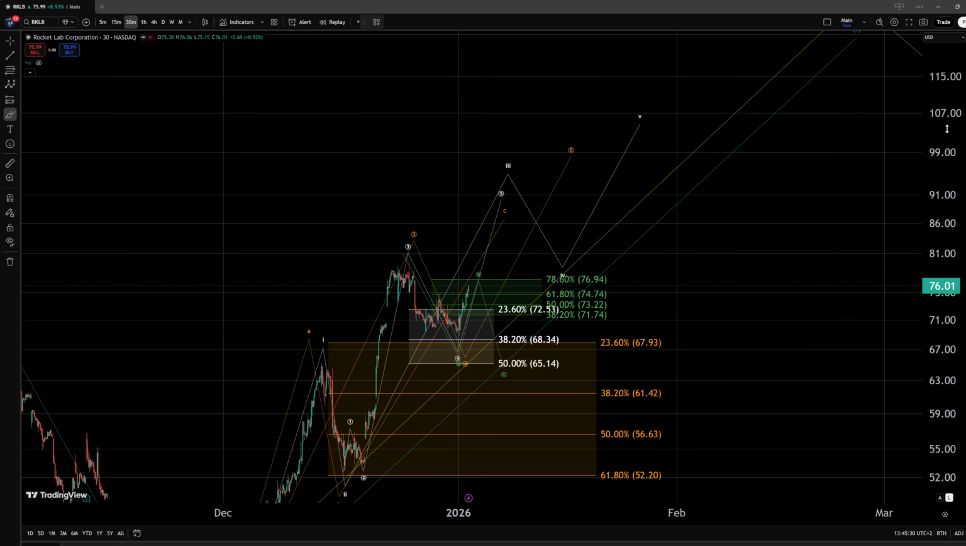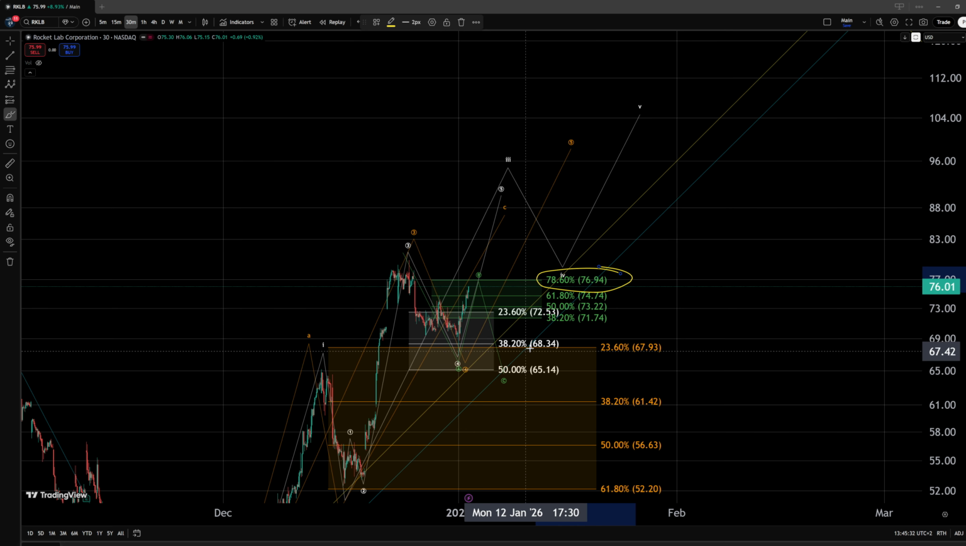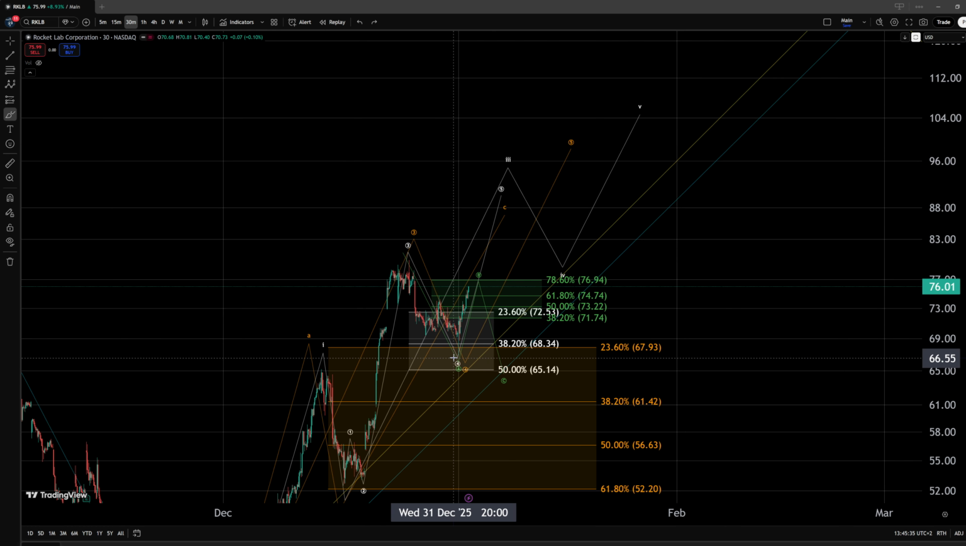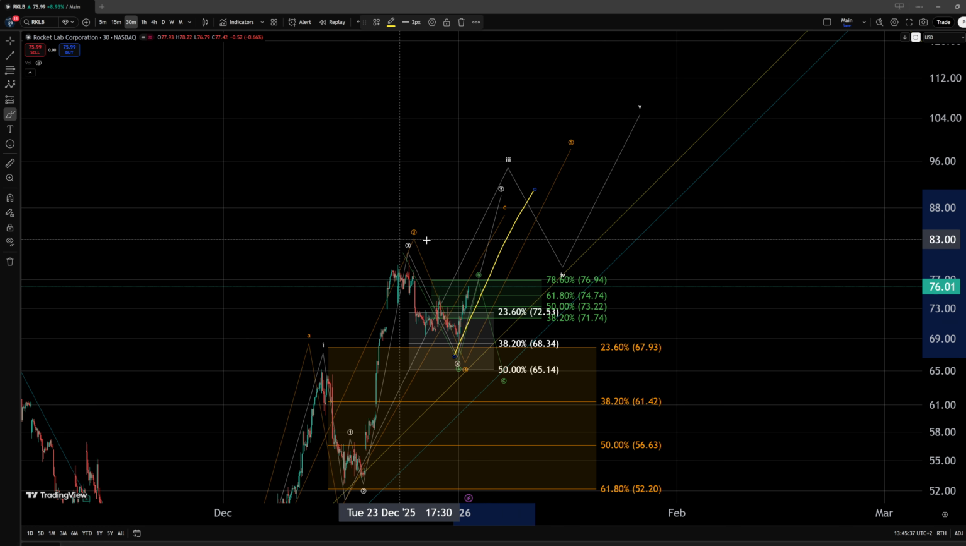And of course, a break here above the 78.6% retracement in green would be a signal that this structure is likely going to extend in a more direct fashion. But for now, this is it.